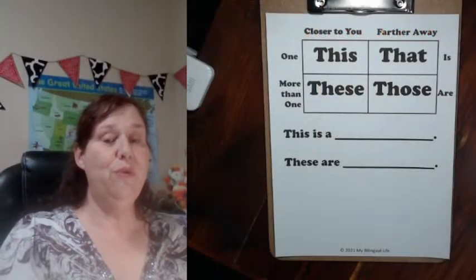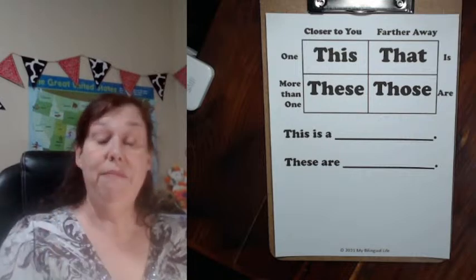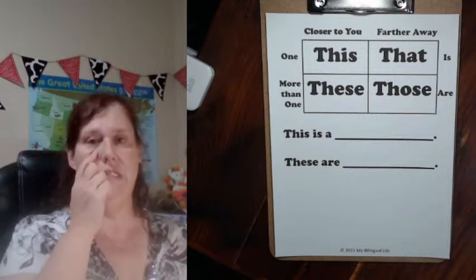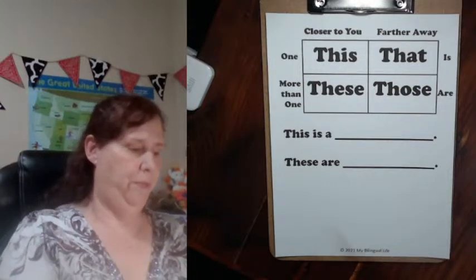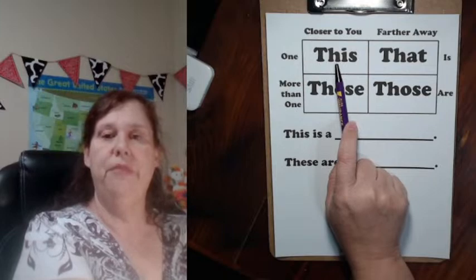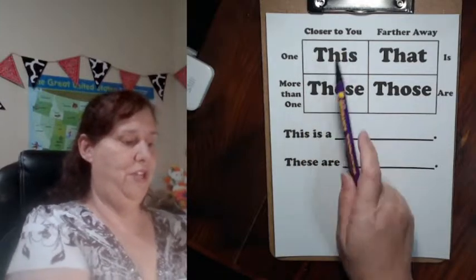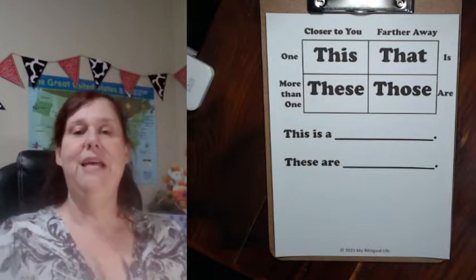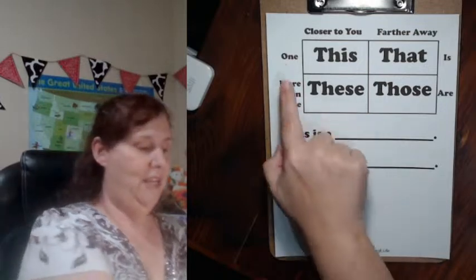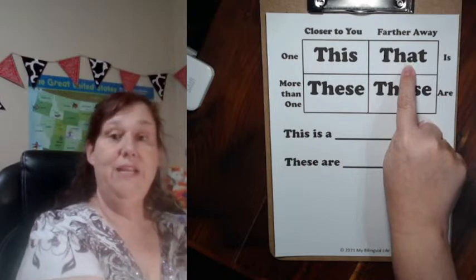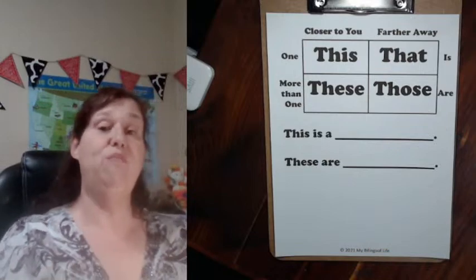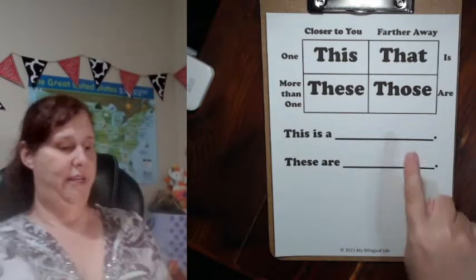So here it is in a written form. And if you're in my membership, you'll have a copy of this. If not, I suggest you take a screenshot so that you have this. To me, this is very helpful. So when it's closer to you and there's one, you're going to use this. If it's closer to you and there's more than one, these. If there's one and it's farther away, it's going to be that. And if it's more than one and it's farther away, it's those.